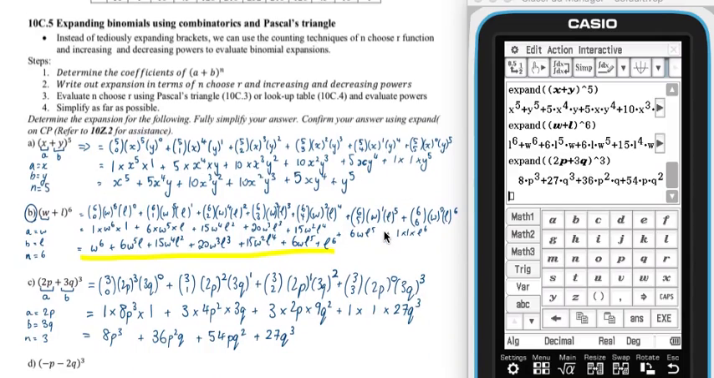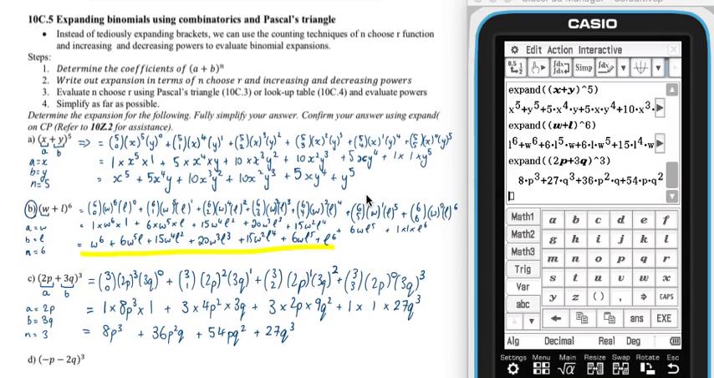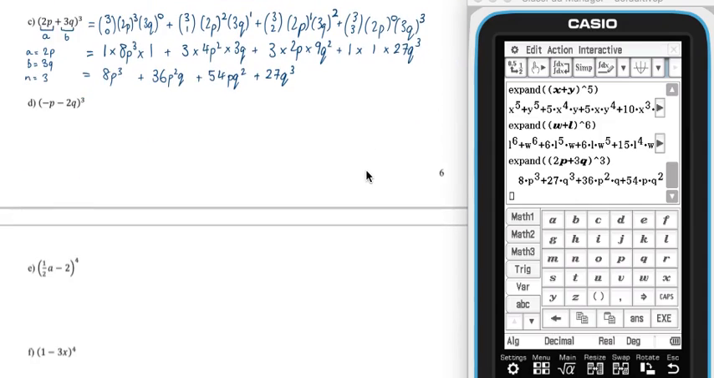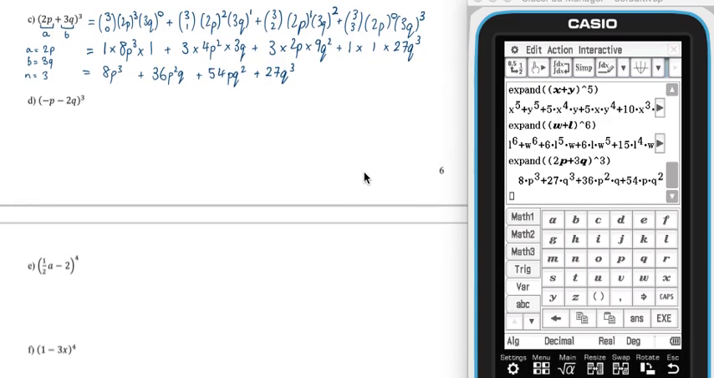We're currently looking at expanding binomials using combinatorics and Pascal's triangle. So we're up to example D. In example D, we've got some negatives now to deal with. So let's assess A, B, and N firstly.